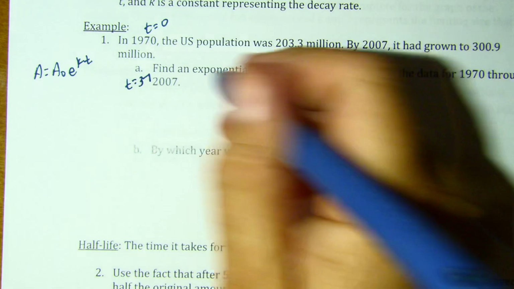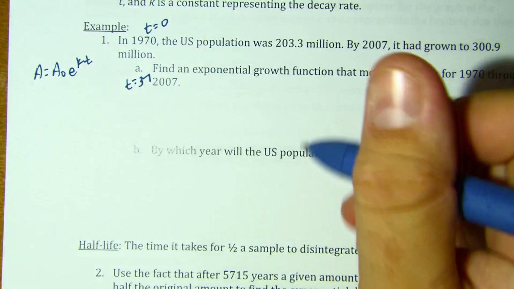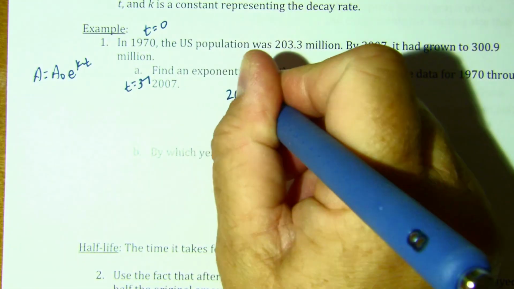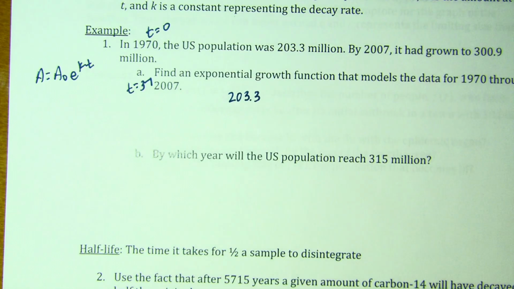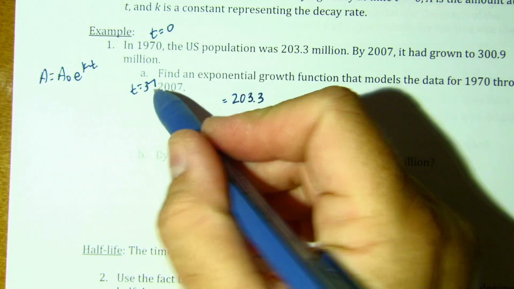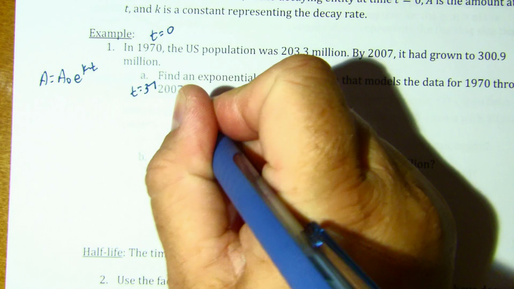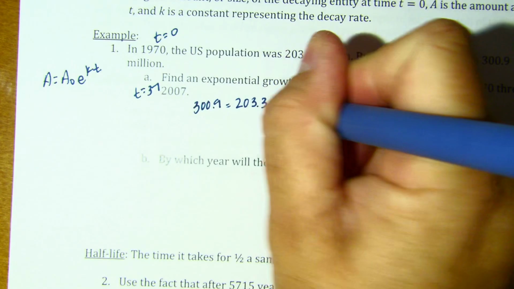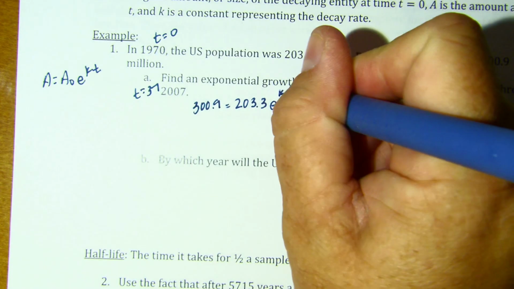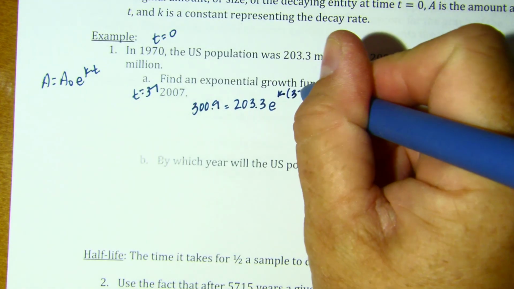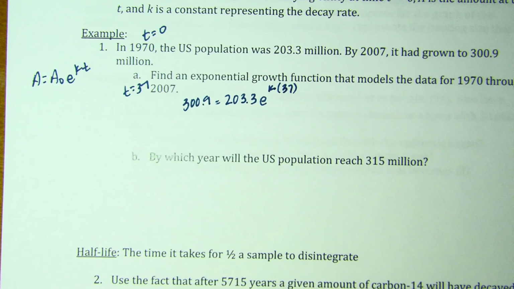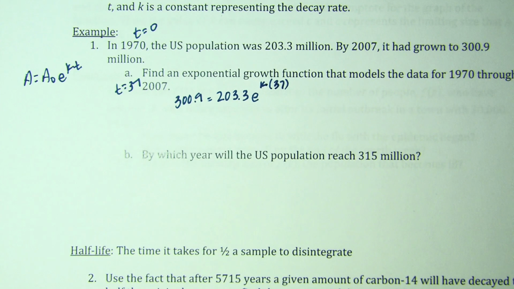So our initial population, that A naught, was 203.3 million, and we can just use it as that number. And then after 37 years, it grew to 300.9 million. And then e, and we don't know the rate. That's what we're going to be trying to solve for, but we know that 37 years passed in that time. And so this is just like the equations we were solving in part 9 video. So we want to try and solve for k.